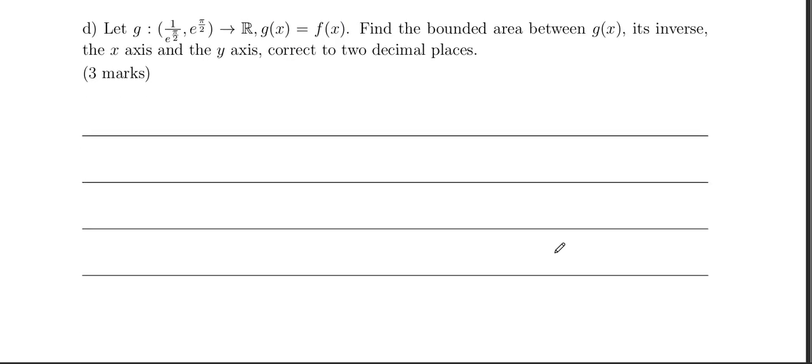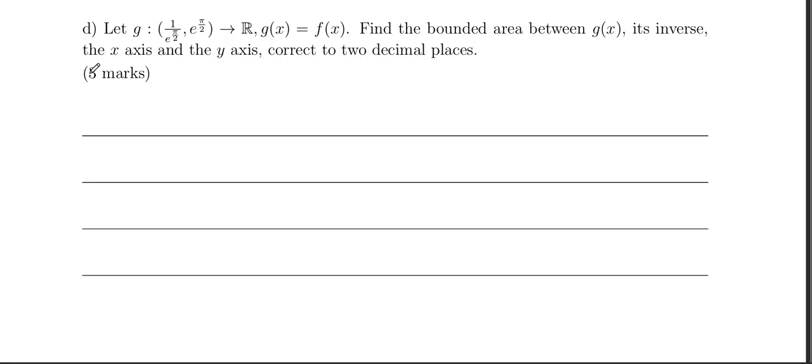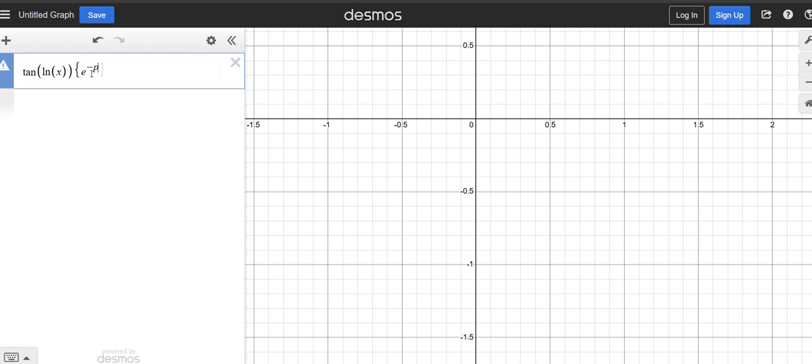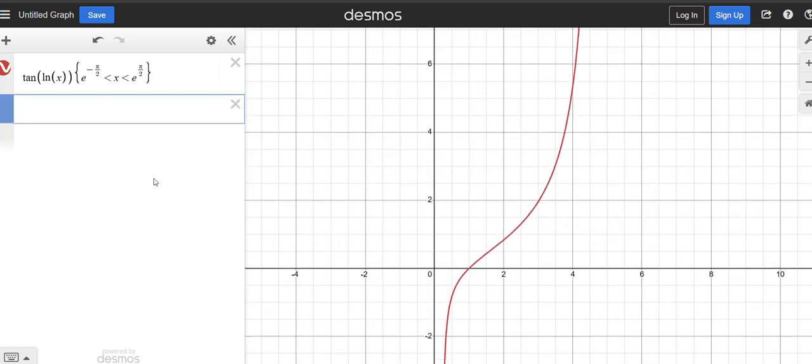All right, so now it's given us a domain, g of x equals f of x. Find the bounded area between g of x, its inverse, the x-axis, and the y-axis, correct to 2 decimal places. All right, so let's just write that up. So what does it say? e to the negative pi on 2 less than x less than e to the pi on 2. So that one. And then the inverse of that is going to be e to the arctan of x.